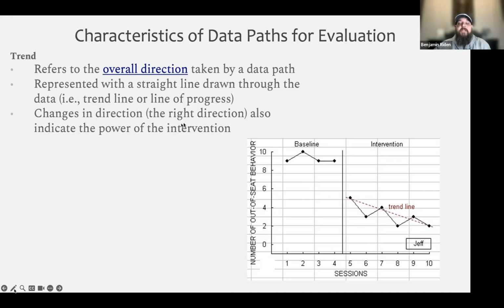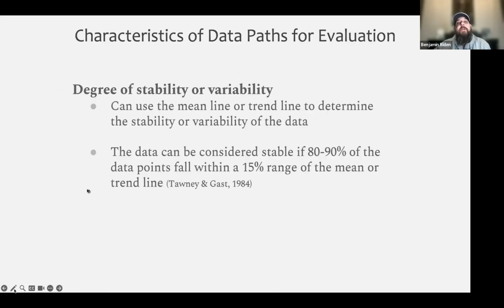Any change in direction in the therapeutic direction we would like to see also indicates that there is significant change, or at least some type of change related to the intervention that we have put in place. And then what we need to do is look at the stability or variability of the data. Basically, what this means is how much is that data bouncing up and down? The more bounce it has, the less control we have over it. The tighter that data is, or the least amount of variability, the better.